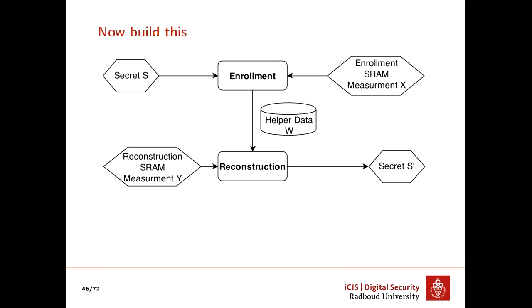And then finally, you build this fuzzy extractor, and then you enroll your chip, and you generate some helper data for this error correction, and then once you challenge the chip, you send this error correcting data with the challenge, and in the end, the idea would be that you get a secret S prime from every chip. Now, how can you use this?